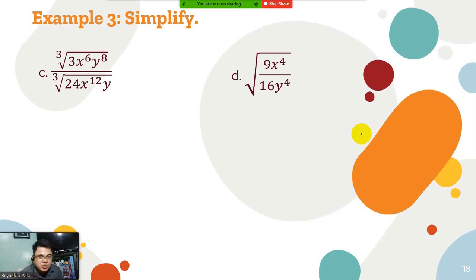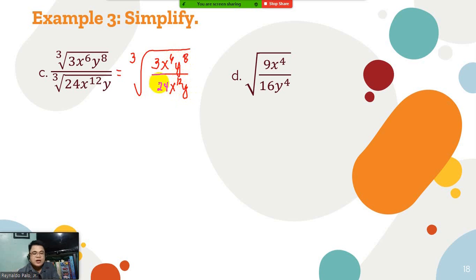Let's have the last two. Simplify. Cube root of 3x raised to the 6th power y raised to the 8th power over cube root of 24x raised to the power of 12y. We can combine them, or actually divide them as a single radical. Cube root of 3x raised to the power of 6, y raised to the power of 8, over 24x raised to the power of 12y. Then the next thing is that we can simply simplify the fraction 3 over 24, and it is 1 over 8.